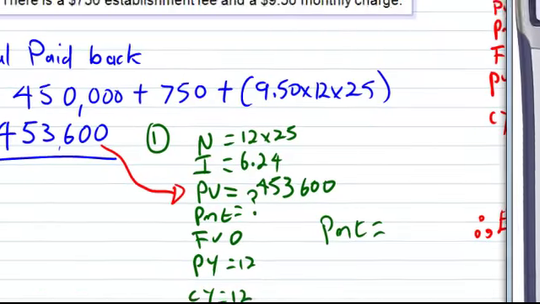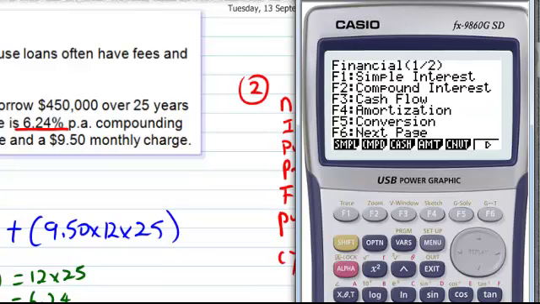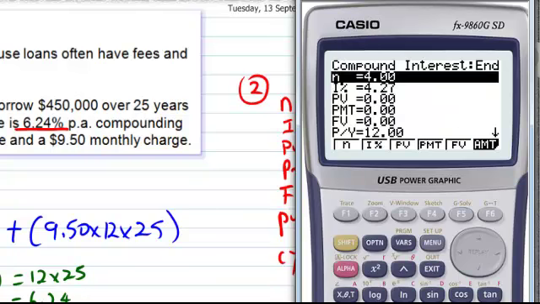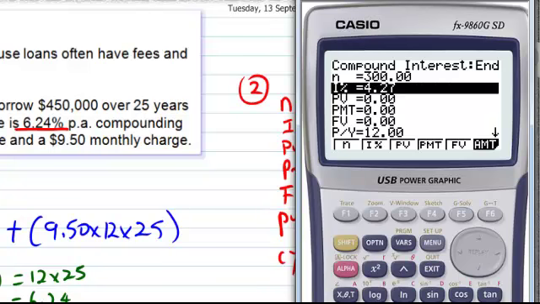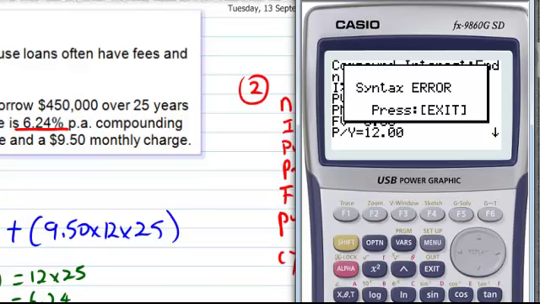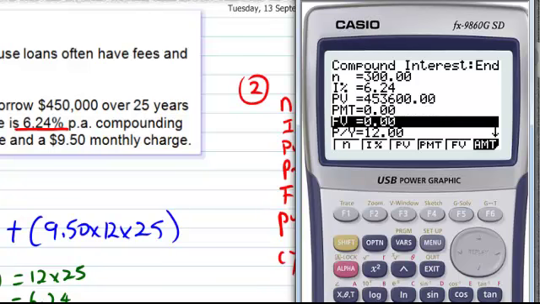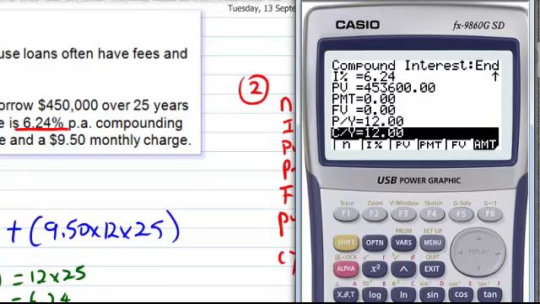So now we just go to our graphic calculator, go back to our money one. We go to F2 because it's financial, and we put in what we've got. So 12 times 25 is 300. We come down and put 6.24 as our interest rate. Our present value is that whole lot, that 453,600. Payment we don't know. Future value is nothing. Payments per year and compounding periods per year are 12.